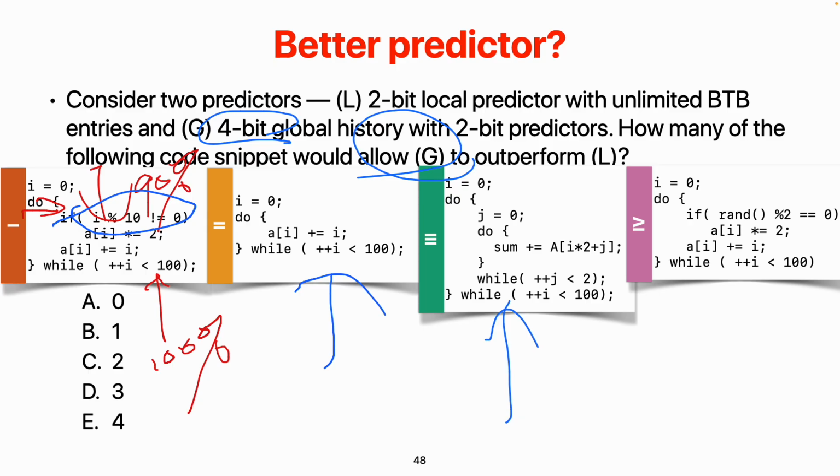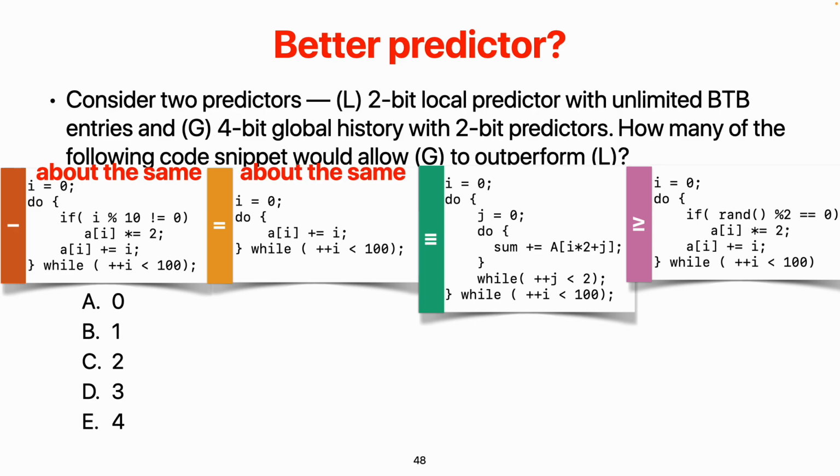Okay, so this one is pretty similar to the situation that we have seen, right? If i mod equals 2. For this case, we just go between 1 and 2, so it's pretty much like a case of i mod 2. And given we have a 4-bit history, we are capturing this very well, right? So global is doing a better job on this one. How about the last one?